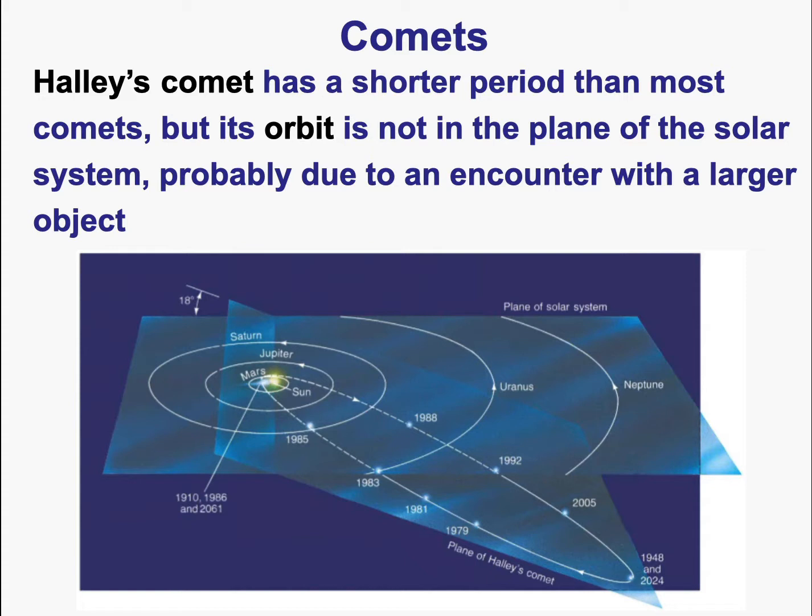There are other reasons for comets to end up with highly tilted orbits. It doesn't necessarily mean that they came from the Oort cloud, but that's just one leading theory.